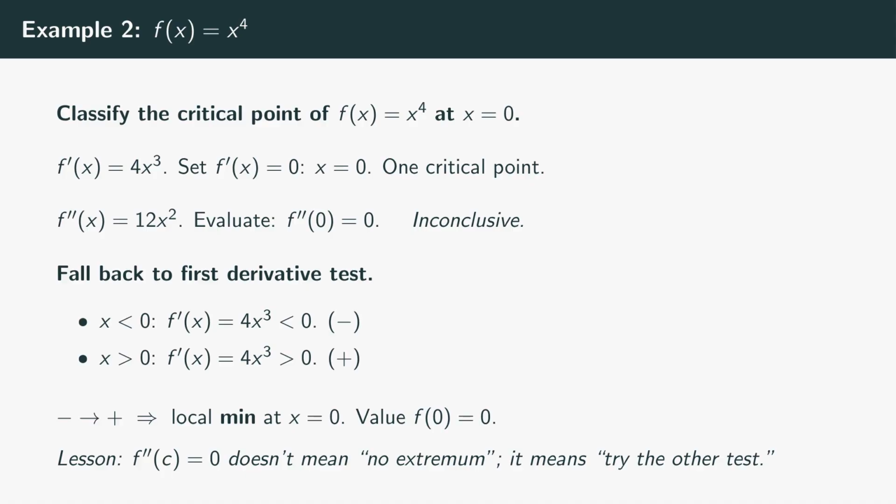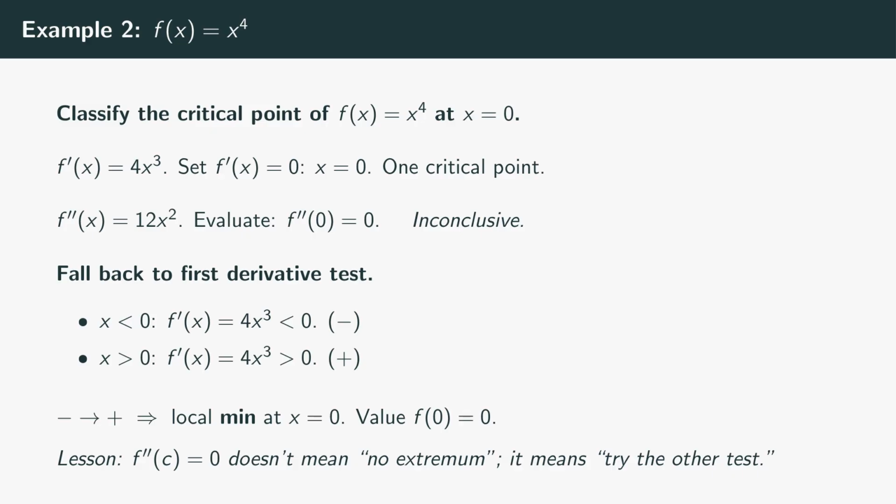Second example, and a cautionary one. Classify the critical point of f of x equals x to the fourth at x equals 0. The derivative is 4x cubed, which equals 0 at x equals 0, so 0 is a critical point. The second derivative is 12x squared. Evaluate at 0, 12 times 0 squared equals 0. The second derivative test is inconclusive.